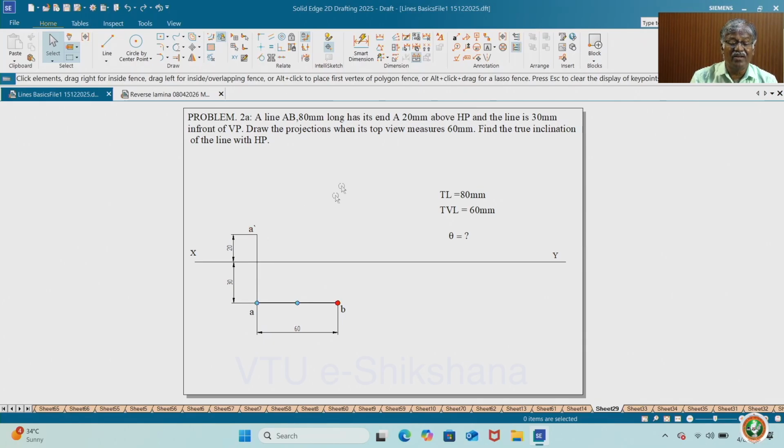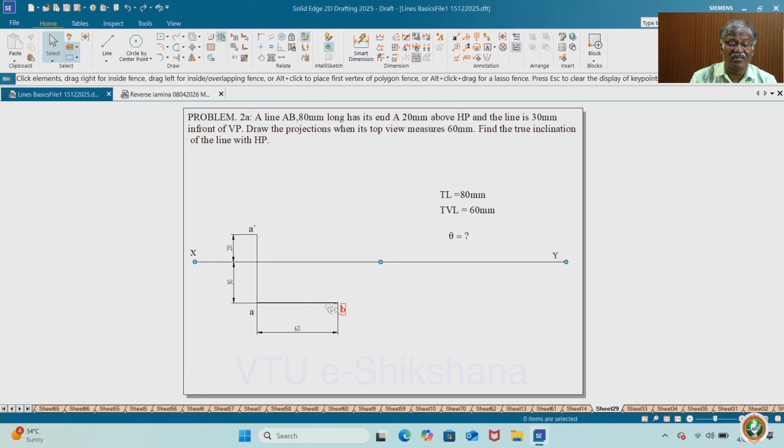The line is inclined to HP and parallel to VP. Here three parameters are there. One is true length, then top view length, and then inclination. Here inclination is not given. You have to find out the inclination, but true length is given and top view length is also given. So whenever the line is inclined only to HP, the corresponding top view is apparent length.